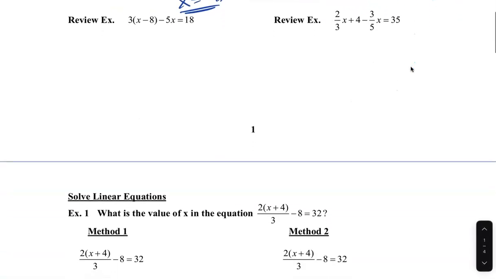Move on down. Do another one here. Same idea, we're going to simplify this one first. So distribute that 3 to both of them. 3x minus 24 minus 5x equals 18.